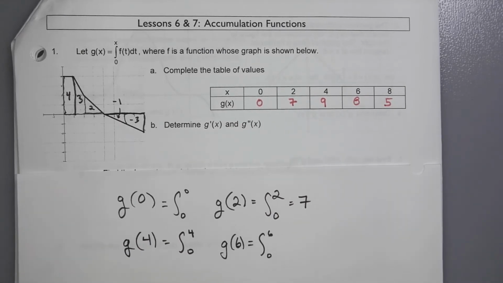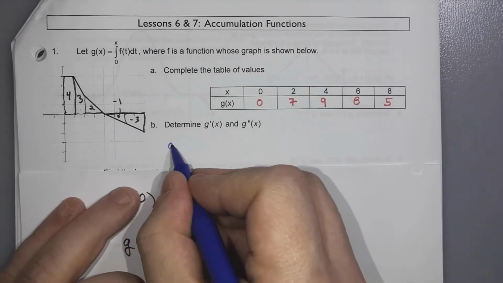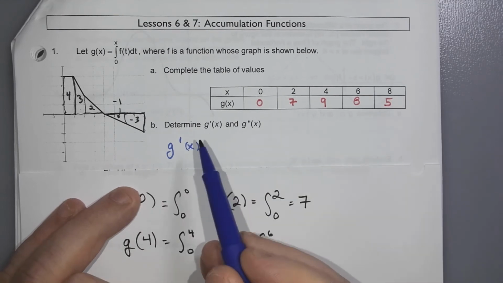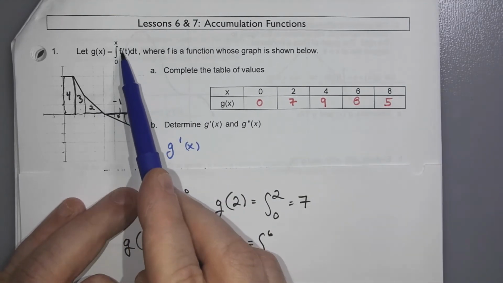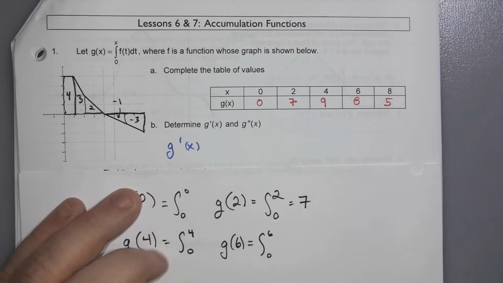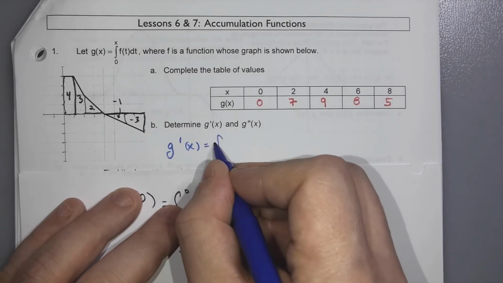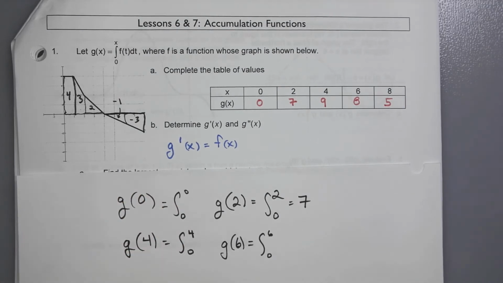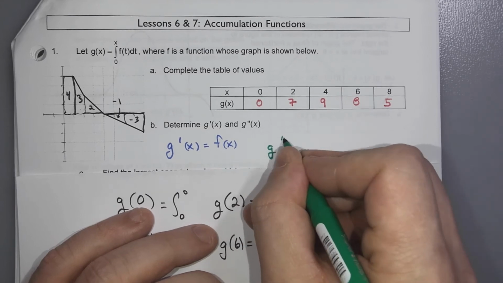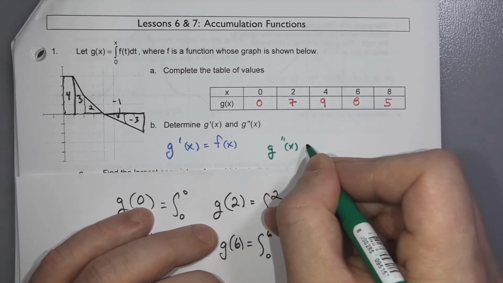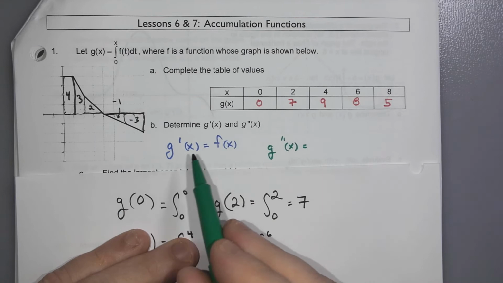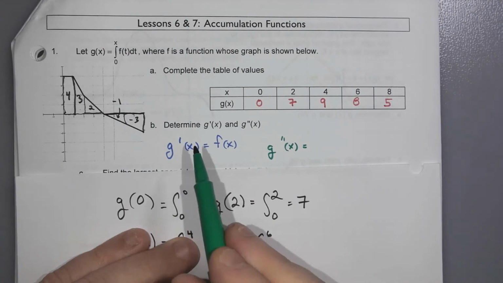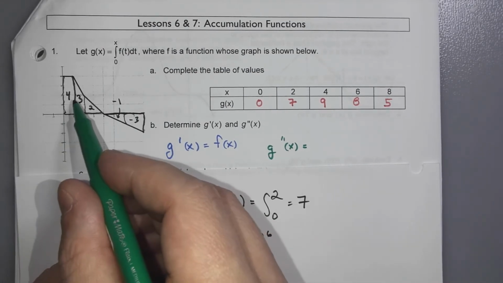What is g prime of x and what is g double prime of x? Well, g prime of x is the derivative of this antiderivative, and so the answer there is simply going to be f of x by the FTC. How about for g double prime? G double prime of x means that we will have to find the derivative of the derivative, and the g prime, or the f, is the picture that's given here.